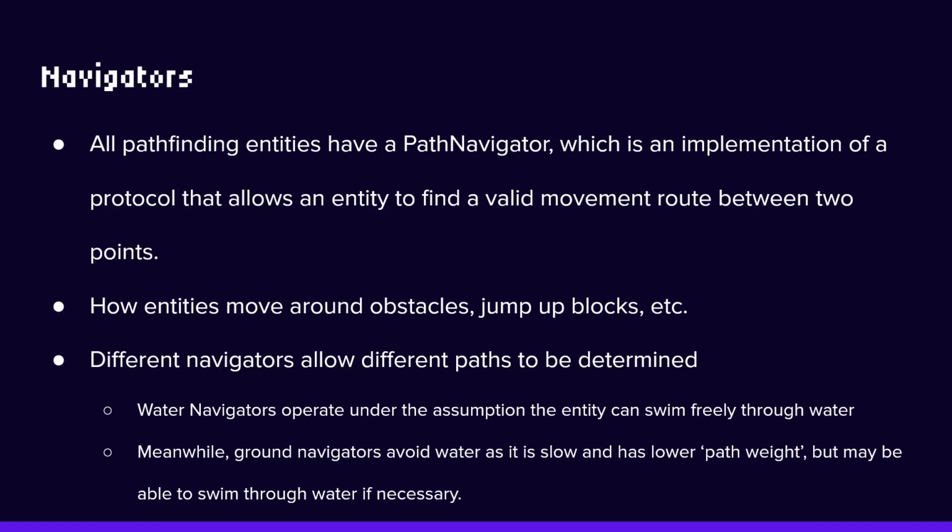So it's how entities move around obstacles and jump up blocks. Instead of just walking in a straight line between two points, they can actually intelligently move around things. If you put a wall in front of a zombie, it's still going to follow you around the wall. Different navigators allow different paths to be determined. So a water navigator operates on the assumption that you can swim freely up and down through water, nothing in your way, but it also doesn't allow you to walk on land. But a ground navigator would avoid water because it's slow to go through, but if absolutely necessary, it assumes that you can swim through water.